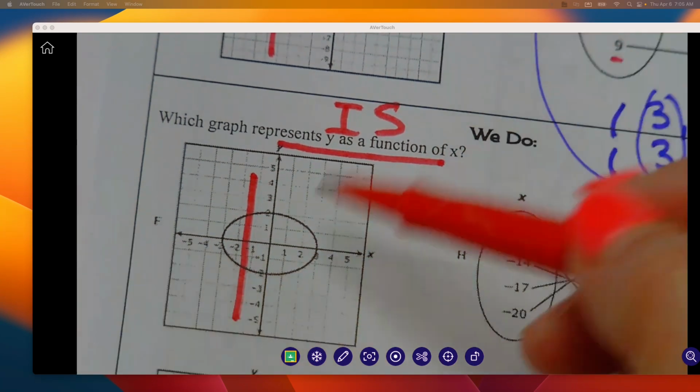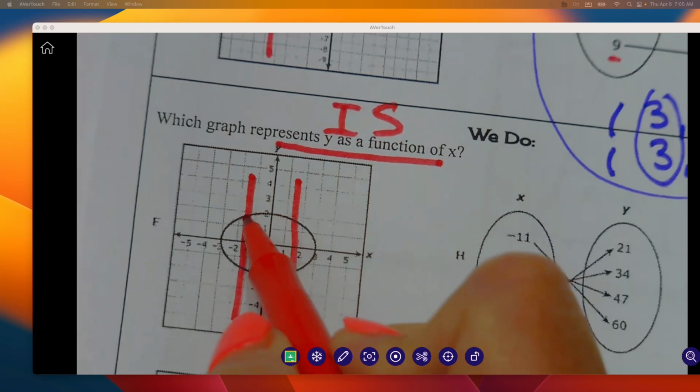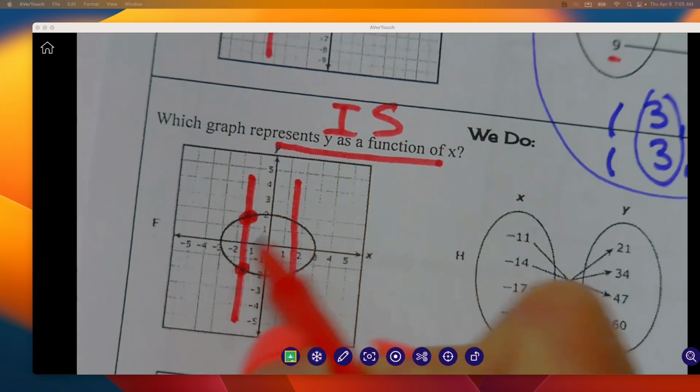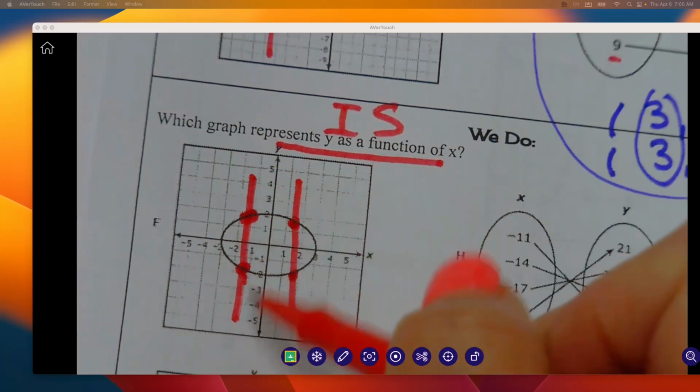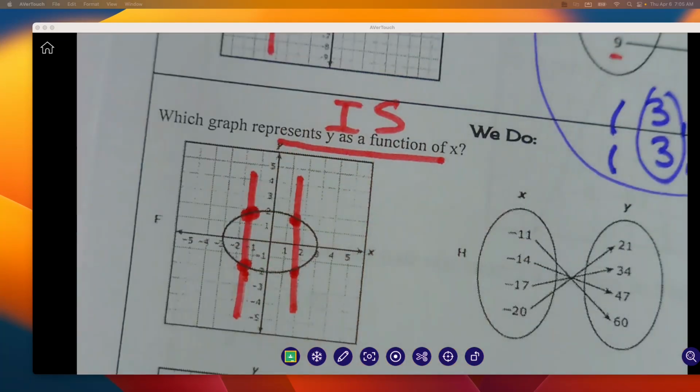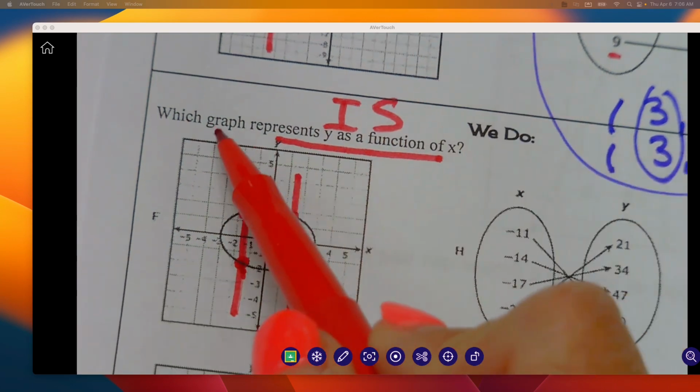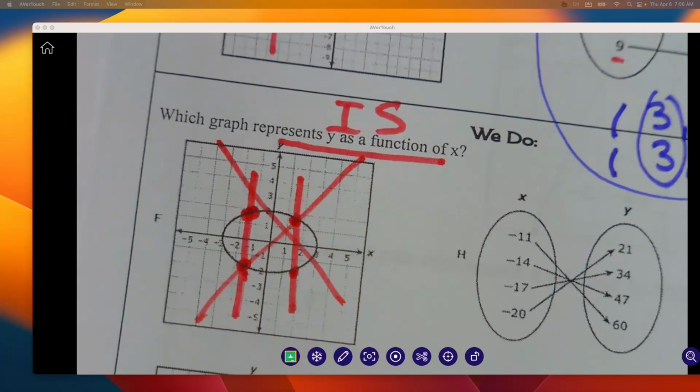So I'm going to draw my line. Guys, it doesn't matter where I draw this line. It's going to go through it twice. Okay, that means since it goes through these two twice and these dots are on top of each other, they share the same x value. So that means this is not a function.